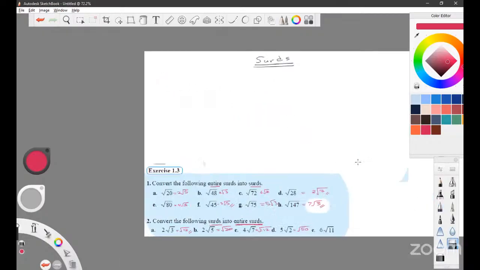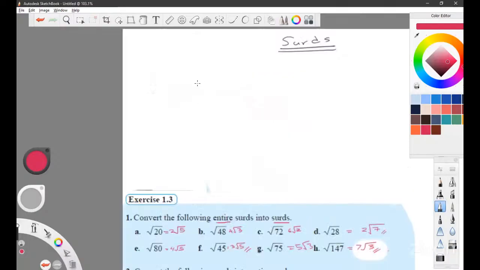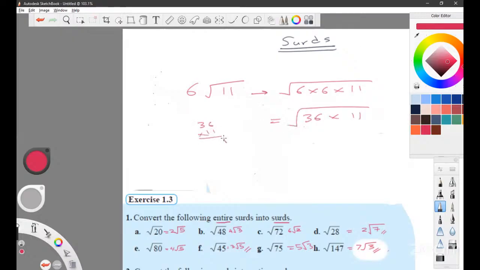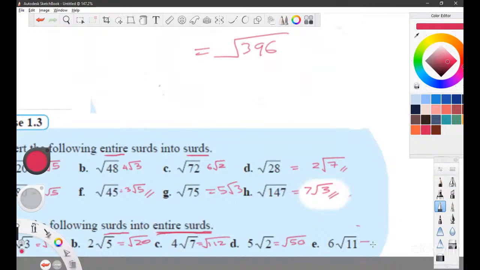Then the last question. 6 square root 11. I told you first you have to multiply it by itself and multiply the number inside. 6 times 6 is 36, times 11 is what? 396, right? The final answer, if you write it as an entire surd, will be square root 396.